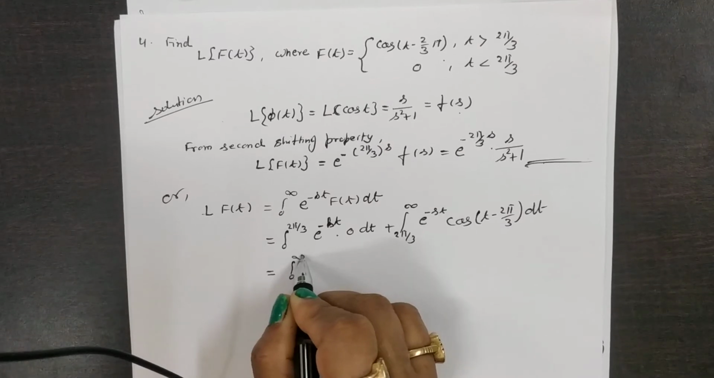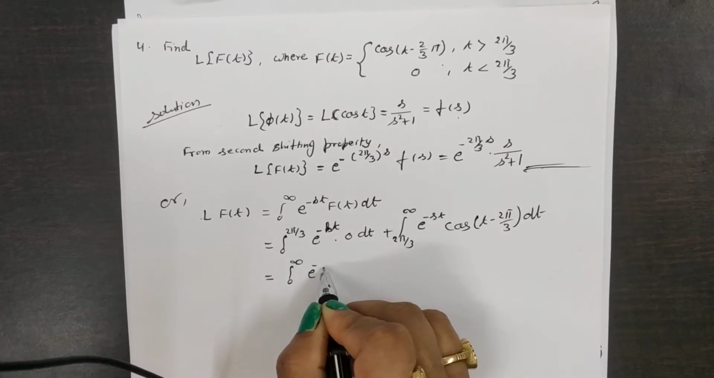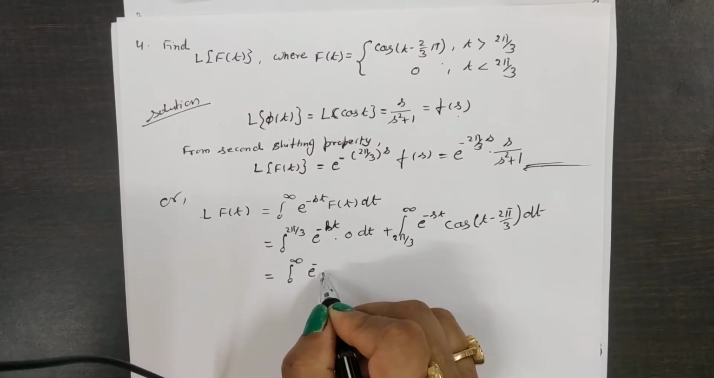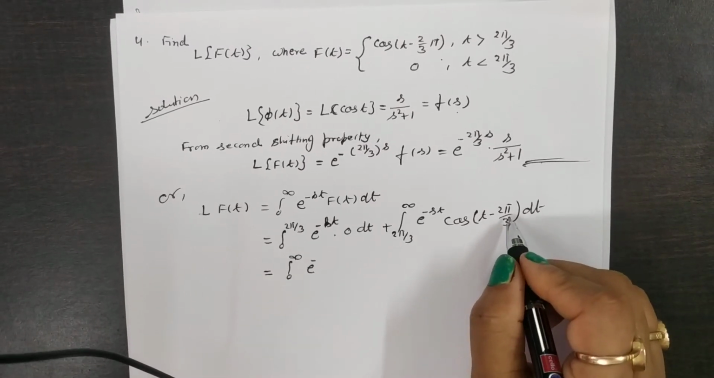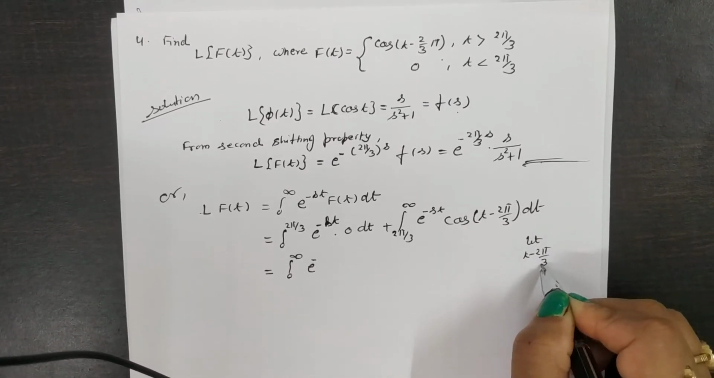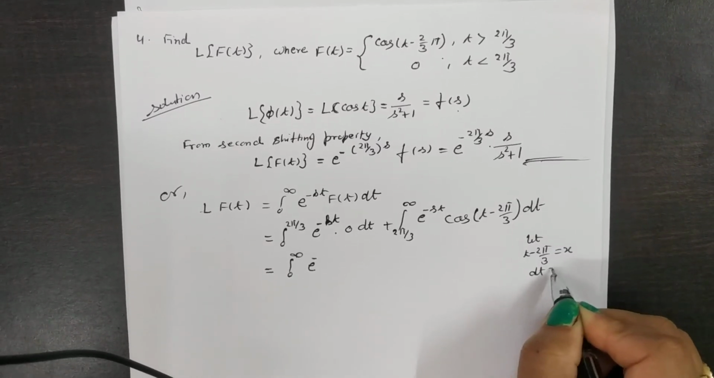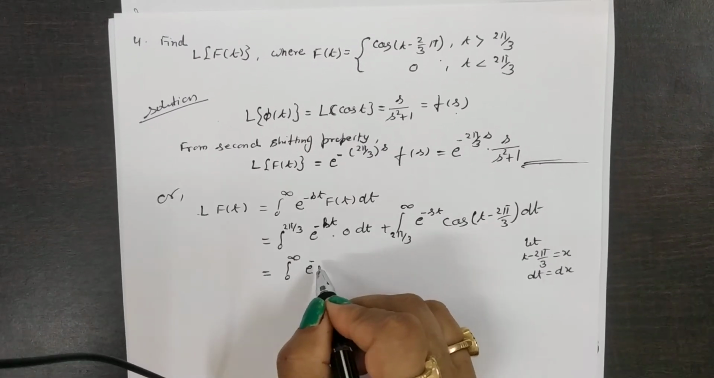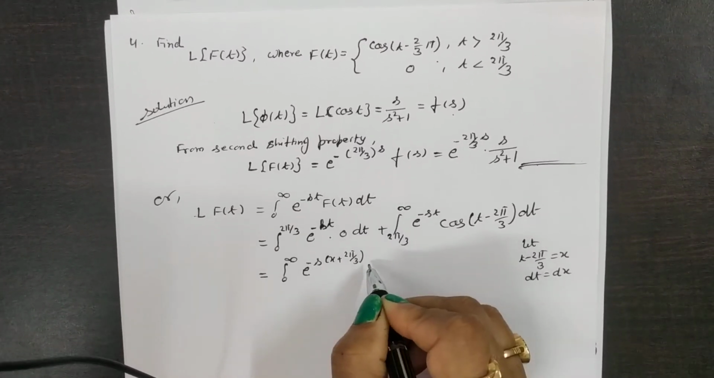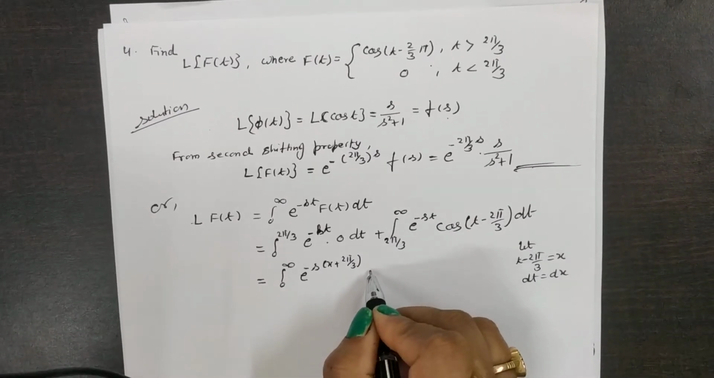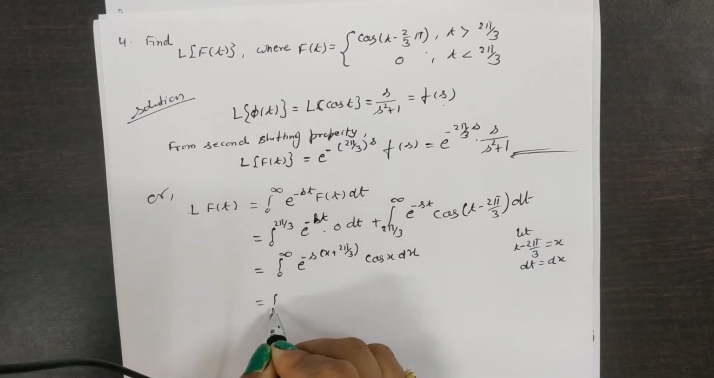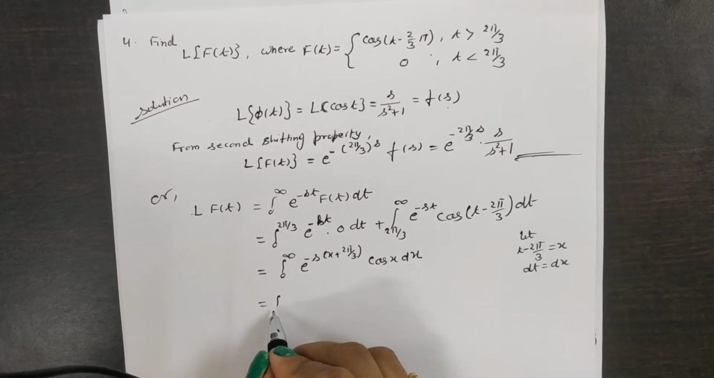This is the integral from 0 to infinity of e to the power minus st cos(t minus 2 pi by 3) dt. Substituting, let t minus 2 pi by 3 equal x, so dt equals dx, and the exponent becomes minus s times (x plus 2 pi by 3), operating on cos x dx.